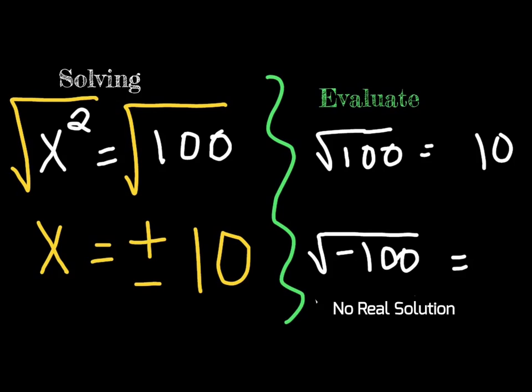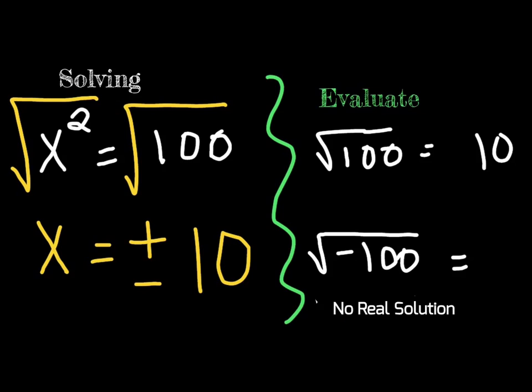Let's take a second to look at the difference between solving and evaluating. In the original problem when we were solving, we started off with x squared equals 100. We had to use the radical symbol just to help us solve for x, and the answer was plus or minus 10. But when we evaluate the square root of 100, for example, the answer is simply 10. There is no way to take the square root of a negative number. Therefore, if you have the square root of a negative number, the answer is going to be no real solution.